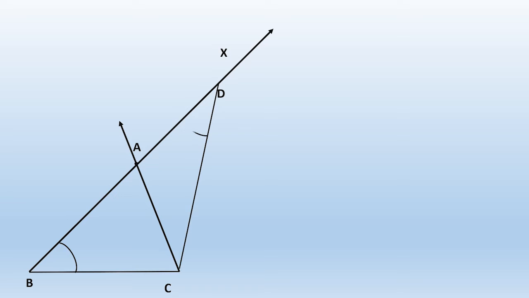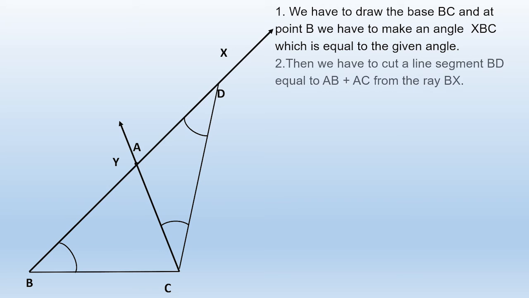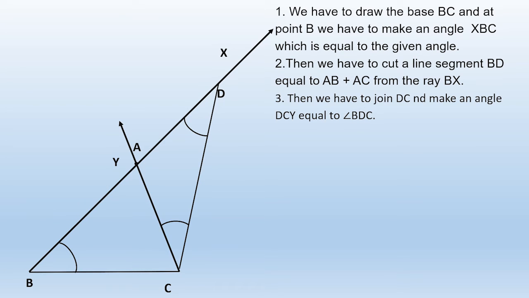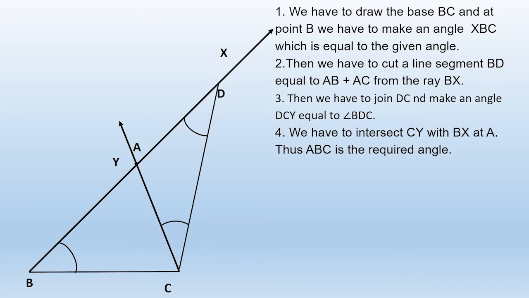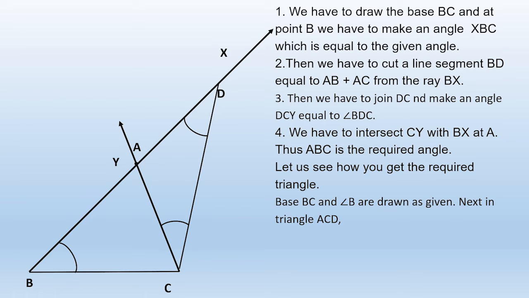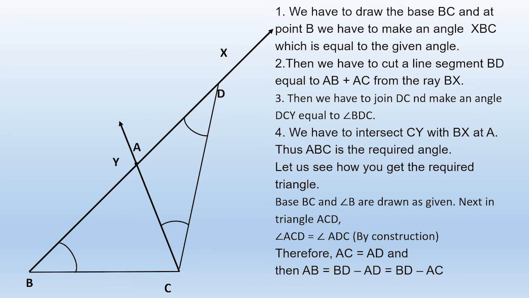At point B, we have to make an angle XBC equal to the given angle. Number 2. Then we have to cut a line segment BD equal to AB plus AC from the ray BX. Number 3. Then we have to join DC and make an angle DCY equal to angle BDC. Number 4. We have to intersect CY with BX at A. Thus, ABC is the required triangle.